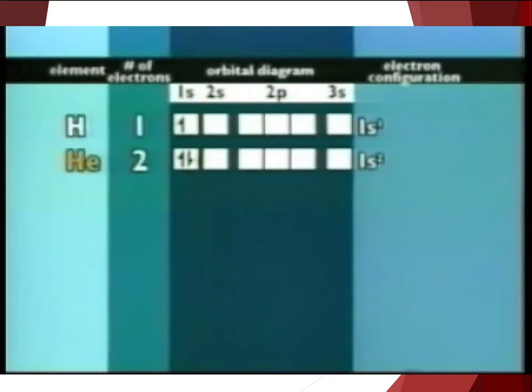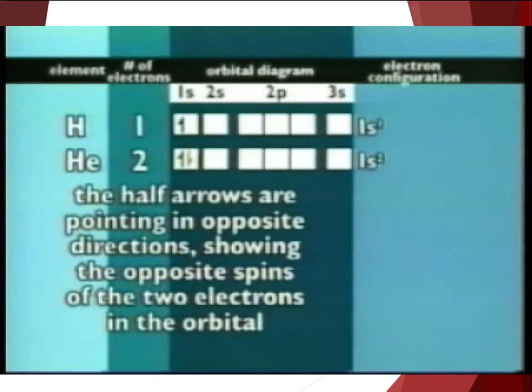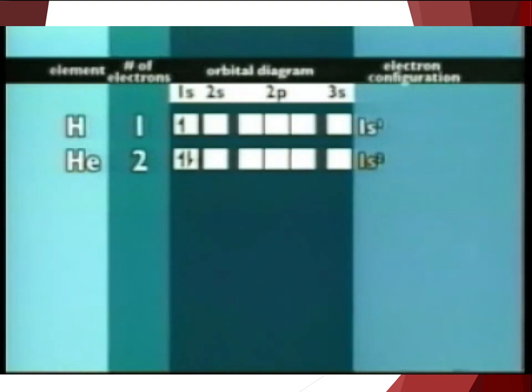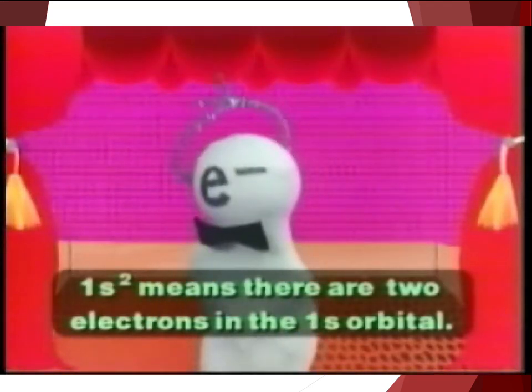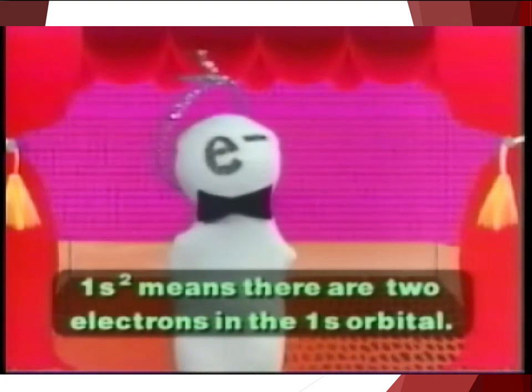Next, there's helium. Its 2 electrons are both in the 1s orbital. So, its orbital diagram also uses only one box. But helium's 1s box has 2 half arrows, representing its 2 electrons. Notice that the half arrows are pointing in opposite directions, showing the opposite spins of the 2 electrons in the orbital. The notation 1s2 tells us that helium fills the 1s orbital with 2 electrons. 1s2 means there are 2 electrons in the 1s orbital.